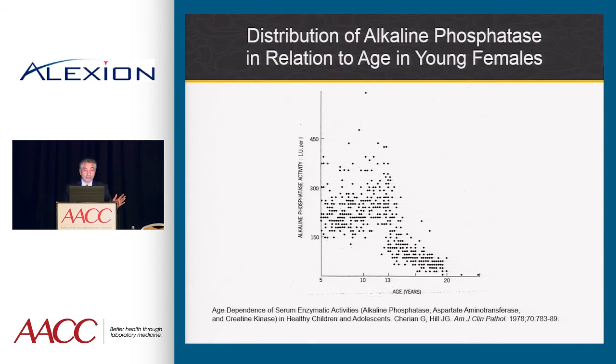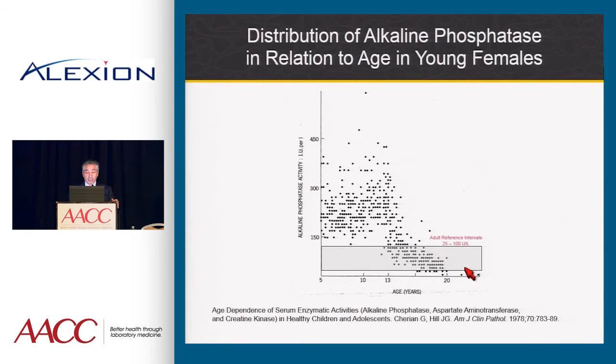Going back to alkaline phosphatase, a study was done at our hospital by one of my mentors many, many years ago, Dr. Hill, who was the previous head of chemistry at our hospital. He and Dr. Cherian did a study back in the 1970s and early 80s where they looked at children and measured alkaline phosphatase. As you can see, they saw huge changes with very high levels early on and then a significant drop before the children become adults.